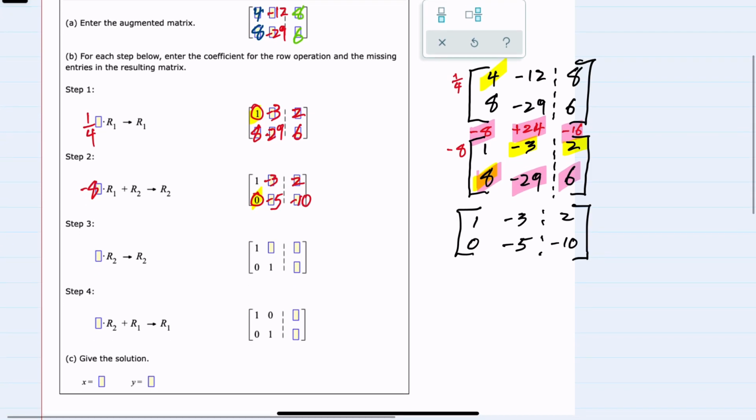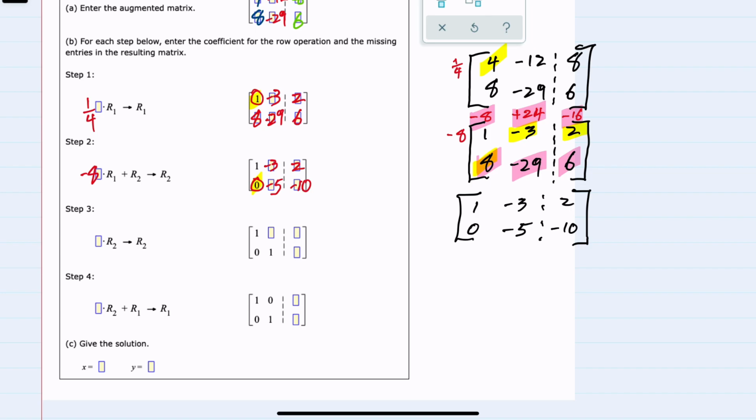From here, our next step is to multiply this bottom row by a coefficient that turns this position into a 1. And to do so, I'll need to multiply by -1/5. That multiplication, -1/5 times 0, gives me a 0. -1/5 times -5, a 1. And -1/5 times -10, a +2. So this last row is now 0, 1, 2. And our top row hasn't changed in this step. It's still 1, -3, 2.